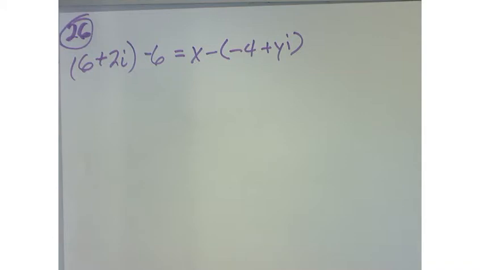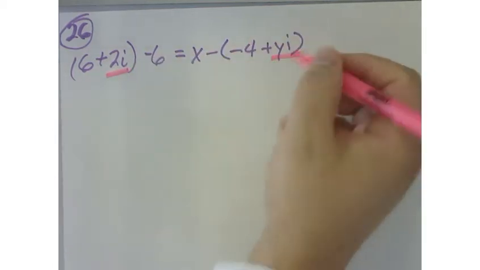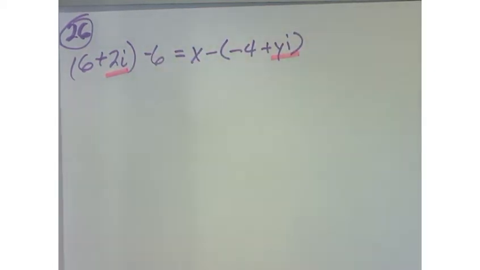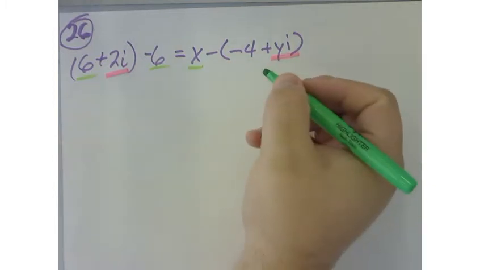First thing I want to do is look at like terms, right? We have the imaginary parts. Anything with an i is imaginary. Anything that doesn't have an i is a real component, okay? So this is real, the x is real, right? And the 4 is real.